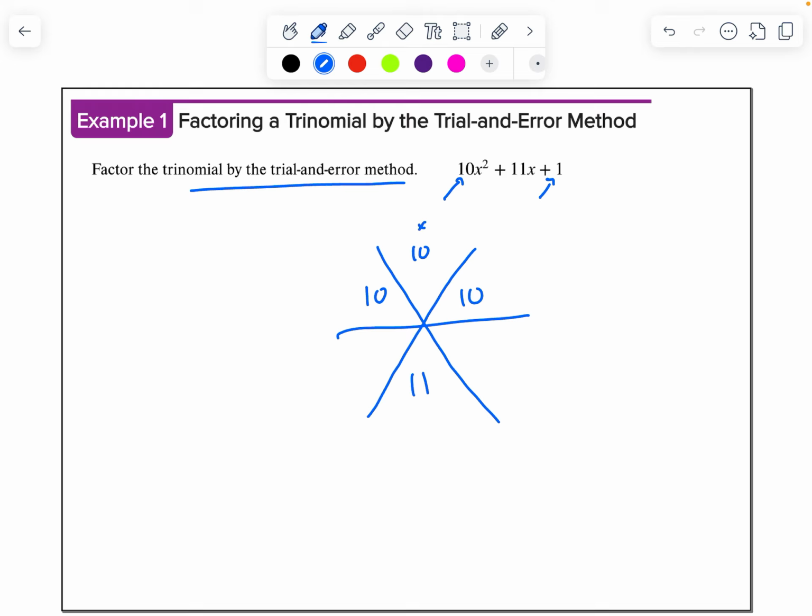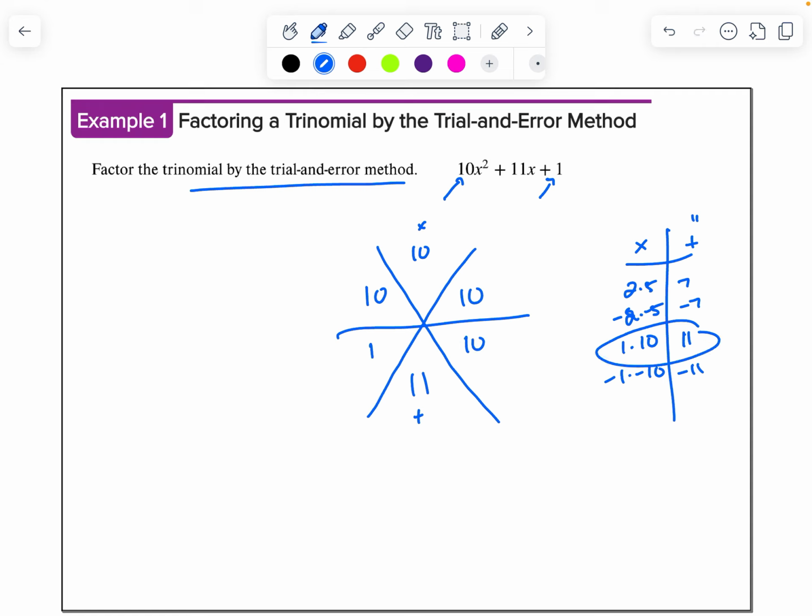Now I need numbers that multiply to 10 and add to 11. So multiply to 10 and add to 11. We'll have 2 times 5 is 10. Negative 2 times negative 5 is 10. 1 times 10 is 10. Negative 1 times negative 10 is 10. And we need them to add to 11. These add to 7, negative 7, 11, negative 11. I think we found our winning combination there. Those add to 11. So positive 1 and positive 10.